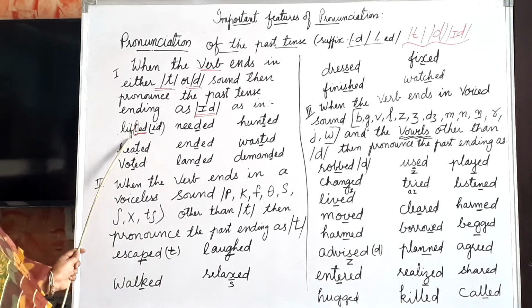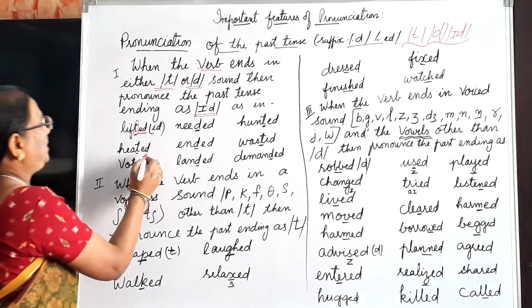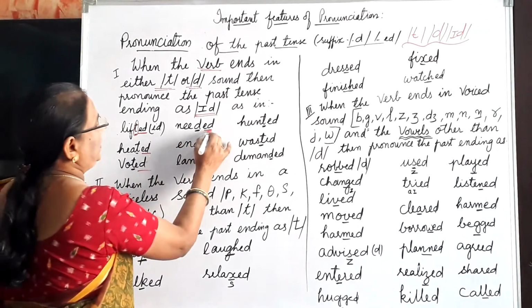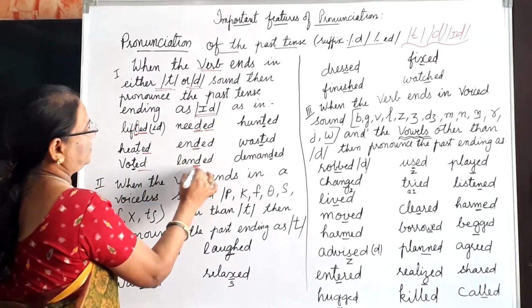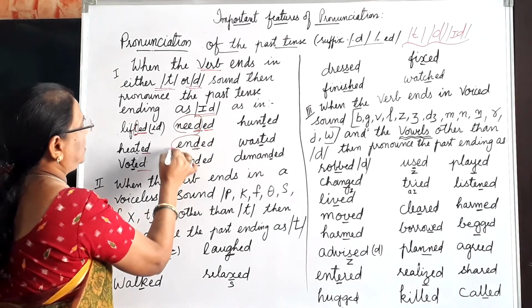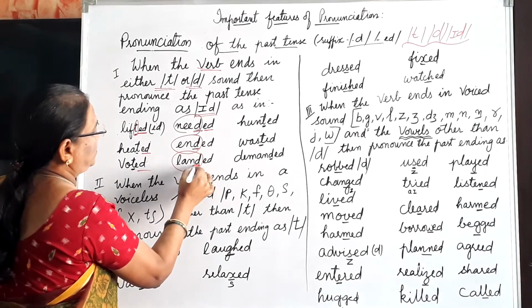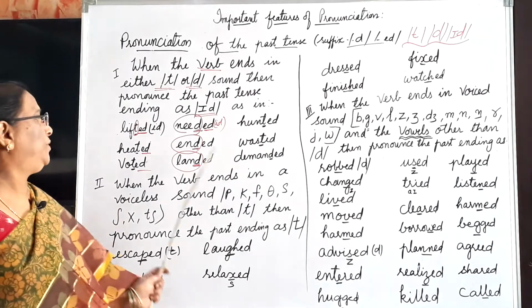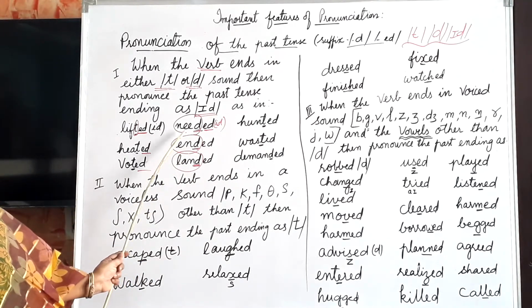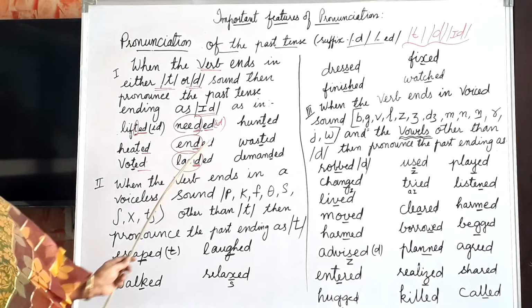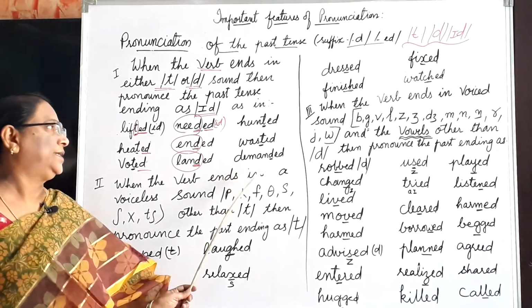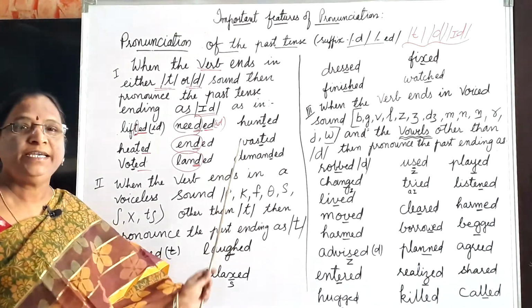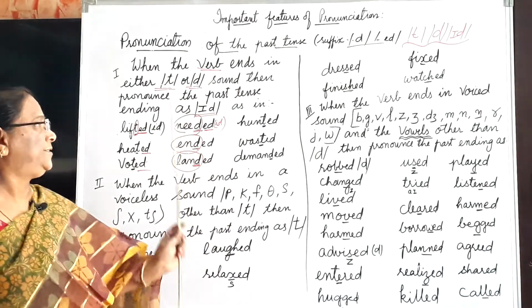For example, lifted, heated, voted, not voted, voted, needed, because the ending is D. This V1 ends with D, so id sound. Okay, ended, needed, ended, landed, hunted, wasted, demanded. It is not demanded, it is demanded. As the word ends with D and T, that is pronounced as id sound.